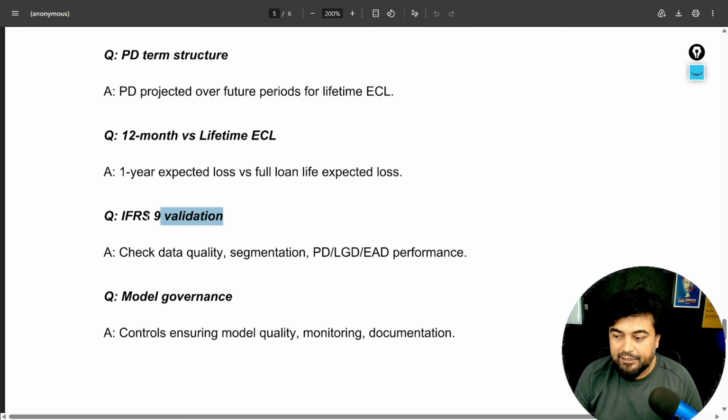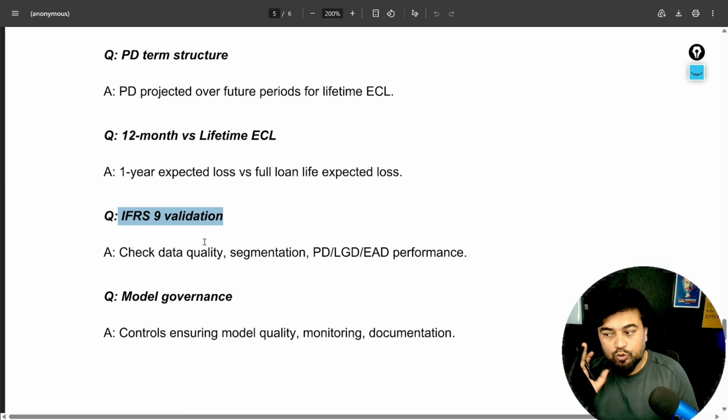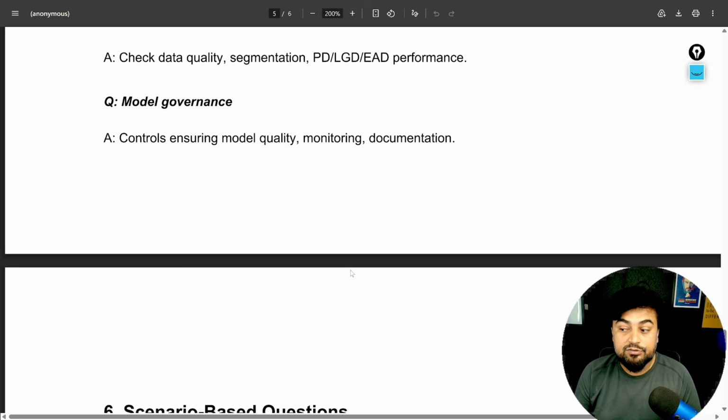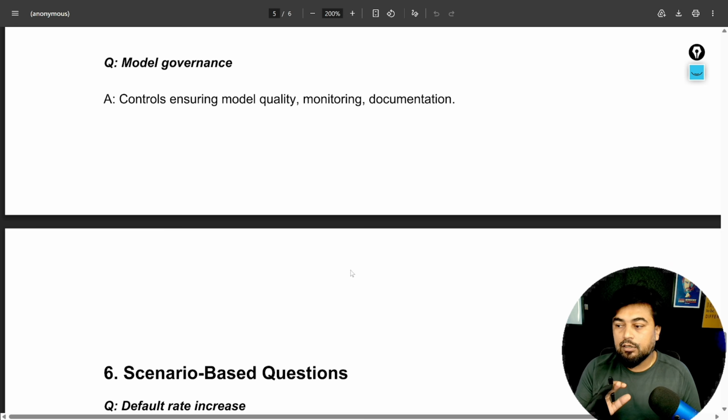Then IFRS 9 validation. As I told you already, AUC, Gini coefficient, all of that should be your core answer on how you validate IFRS 9 using those techniques. Then you can add data quality checks, segmentation, and performance monitoring of all these models from time to time. There are different teams, modeling, monitoring, validation, depending on your role. But model performance monitoring is usually a separate team, not the model developer.